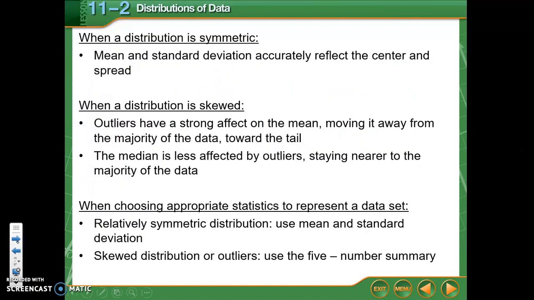All right, so whether my distribution is symmetric or skewed tells me what kind of statistics I could choose. Remember, one of our goals for this section is choosing appropriate statistics. When my distribution is symmetric, I can just find the mean and the standard deviation, and those will accurately reflect the center or a typical value and the spread, or how spread out my data is. When my distribution is skewed, the outliers that are making those tails to the left or the right really affect the mean. The mean changes a lot based on outliers, and it moves away from the majority of the data and towards the tail.